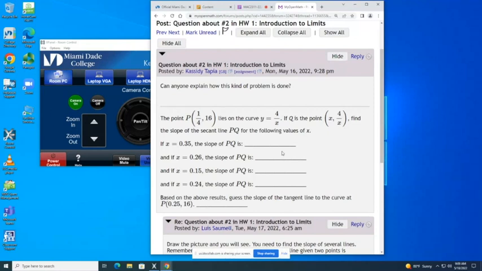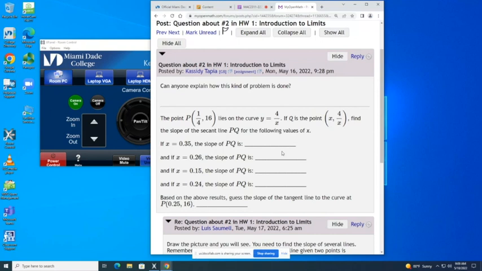If you give me an x, what's the y value of this point? 4 over x, right? Whatever that is. So that's just a way of telling you Q is a point on the graph. And then it says find the slope of the secant line PQ for the following values of x. So this point is called P.